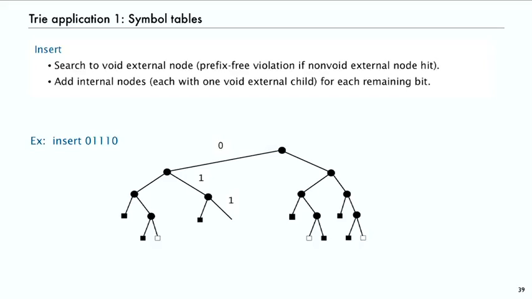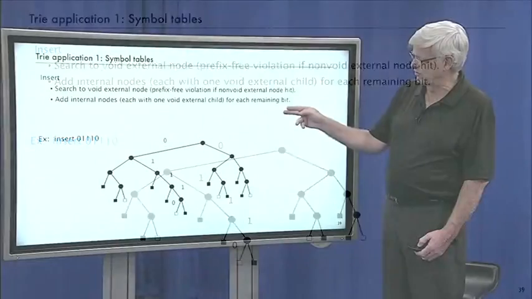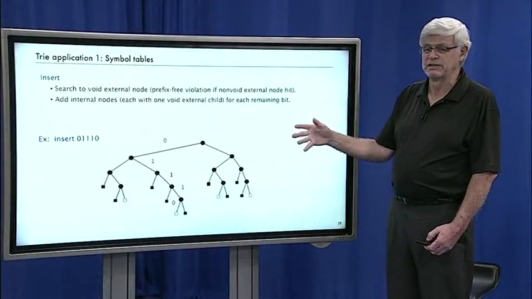In this case, our next bit is 1. So if the key started 010, then it's not in the set of strings, but 011, that could be this one. Then we do it again for another 1, and then the next bit is 0, so we put the void external node to the right and non-void to the left. So that's how we would insert 01110 into this trie.